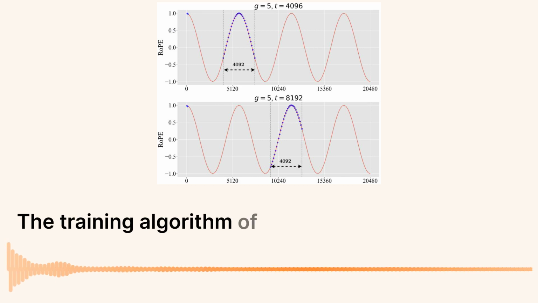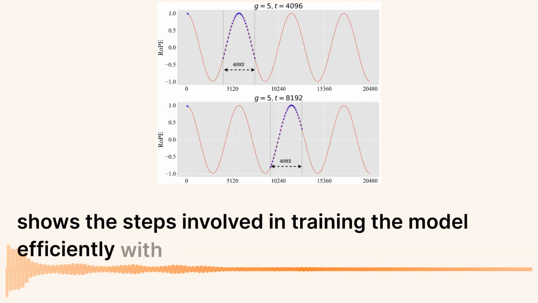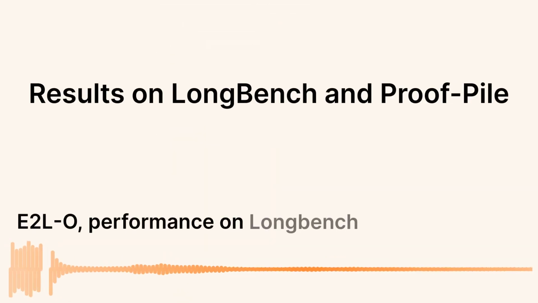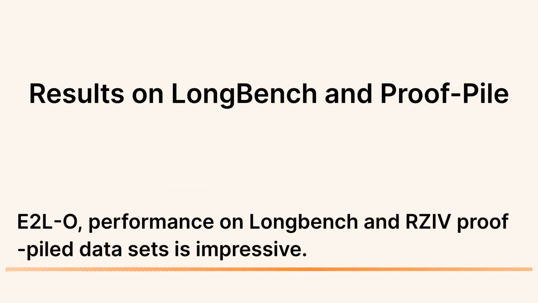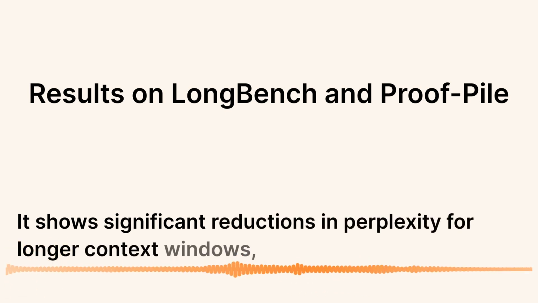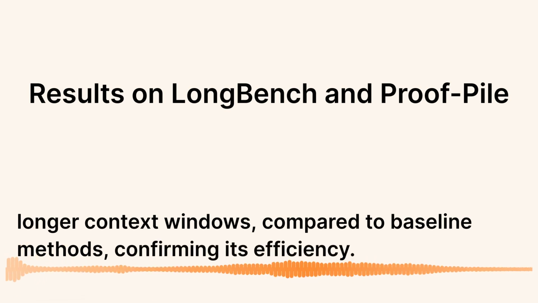The training algorithm of E2LLM, represented in this figure, shows the steps involved in training the model efficiently with short-length data. E2LLM's performance on LongBench and arXiv Proof-pile datasets is impressive. It shows significant reductions in perplexity for longer context windows compared to baseline methods, confirming its efficiency.